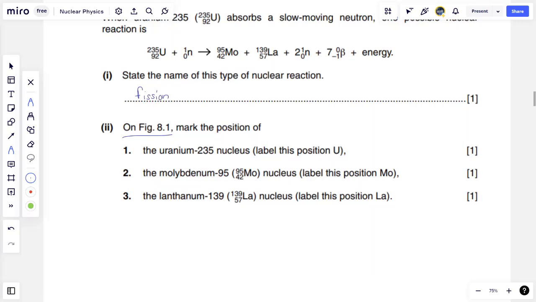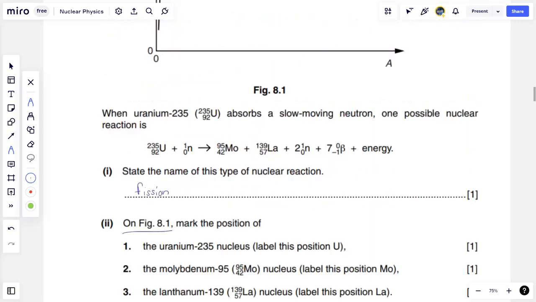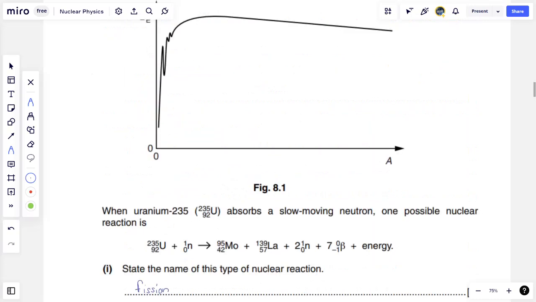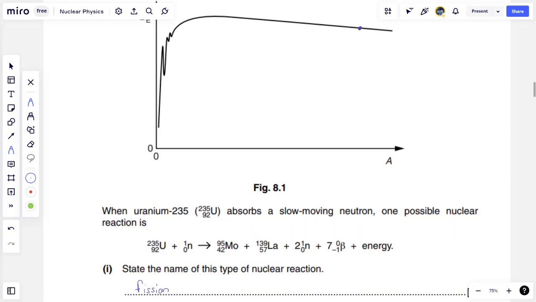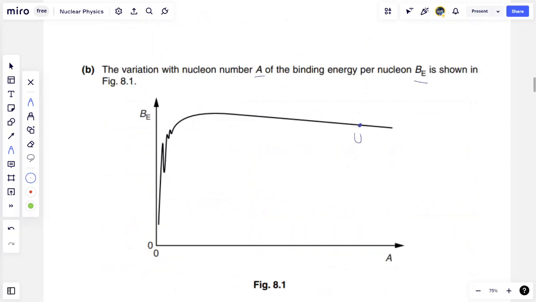Where's the uranium-235 going to be? Uranium-235 can't be that stable. All I need to do is throw a neutron onto it and it becomes unstable. So it's going to be a heavy nucleus, and it's going to be towards the end of the graph. So I'll just draw an exaggerated dot, and they ask us to label this position simply U. So this is where uranium is on a curve of binding energy per nucleon against nucleon number.